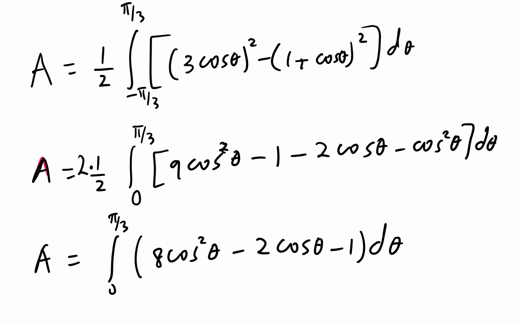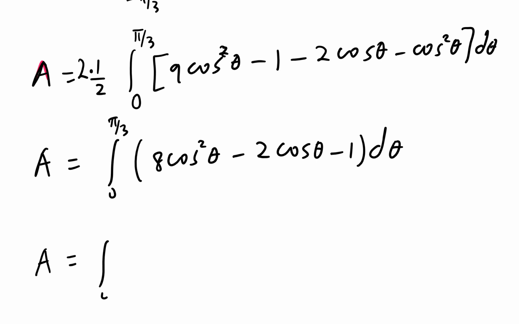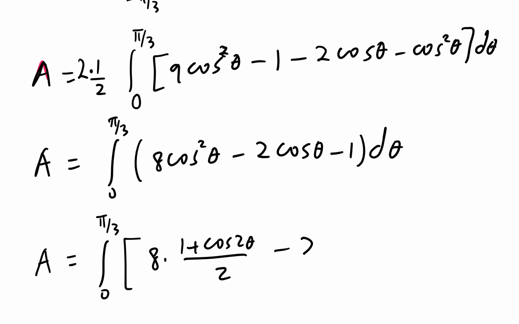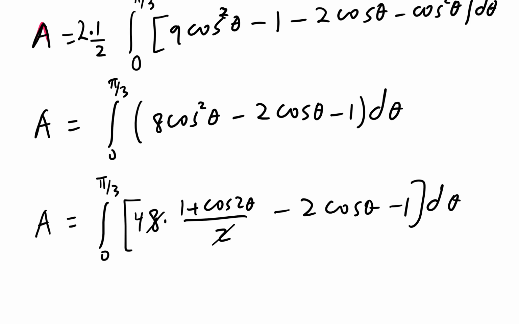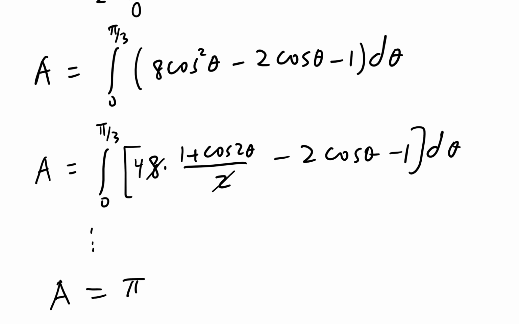And then you need to integrate this. Do you see? I'm coming across cosine squared again. As I said, we use it a lot in this section. So the area is from 0 to pi over 3, and here you do 1 plus cosine 2 theta over 2, minus 2 cosine theta minus 1. Now it's easy to integrate after you simplify. Then we get all the way to a nice answer, which is pi.